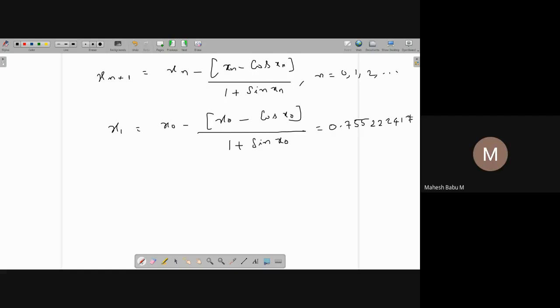Sir, after pressing CALC, it is not showing anything, sir. After pressing CALC, it will ask X question mark. It will ask.